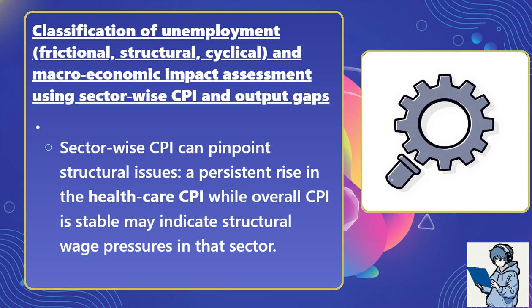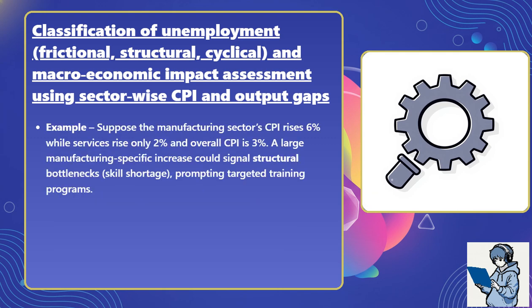Sector-wise CPI can pinpoint structural issues. A persistent rise in the healthcare CPI, while overall CPI is stable, may indicate structural wage pressures in that sector. Example: suppose the manufacturing sector CPI rises 6%, while services rise only 2%, and overall CPI is 3%. A large manufacturing-specific increase could signal structural bottlenecks or skill shortage, prompting targeted training programs.